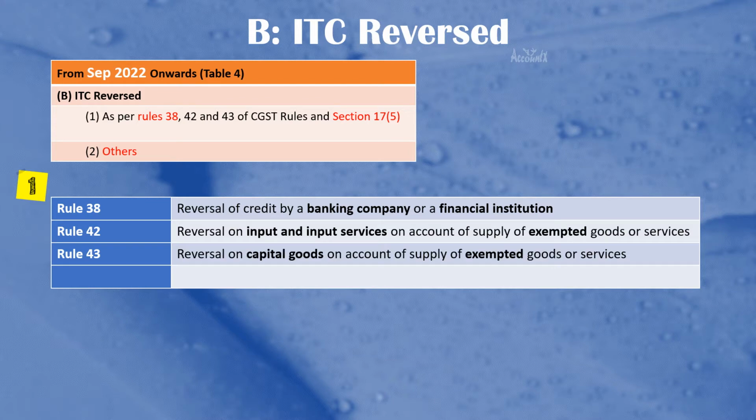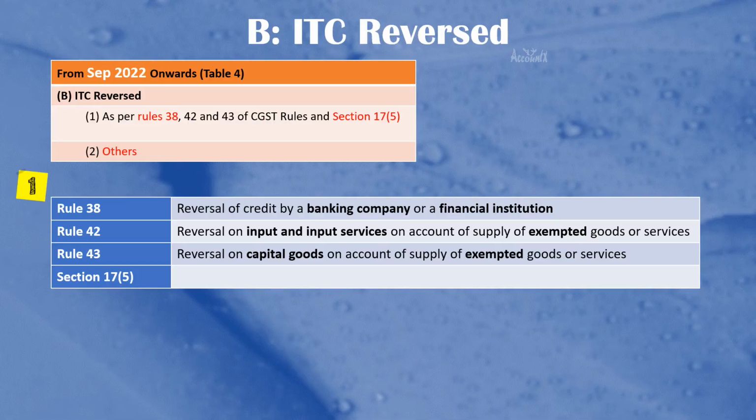Rule 42 is about reversal of input tax credit on purchase of goods or services. Rule 43 is about capital goods. Considering the same example, the doctors would require equipment for diagnosis. So GST on these equipment, which are capital goods for doctors, and reversal of input tax credit on purchase of such capital goods can be done from this head.